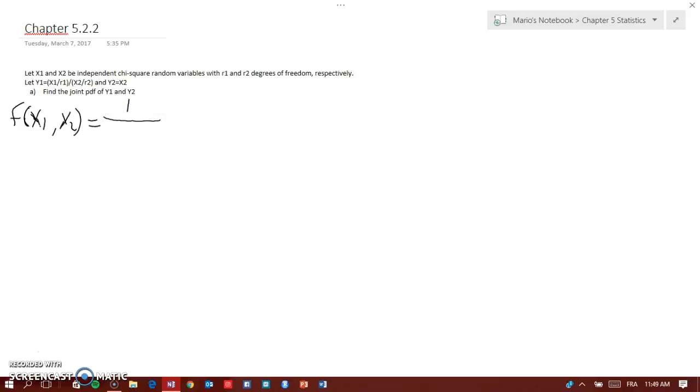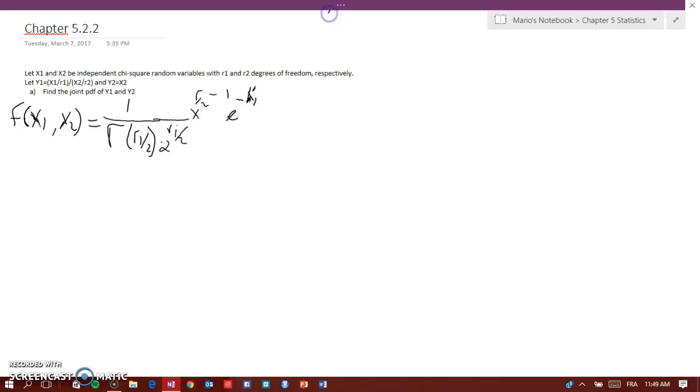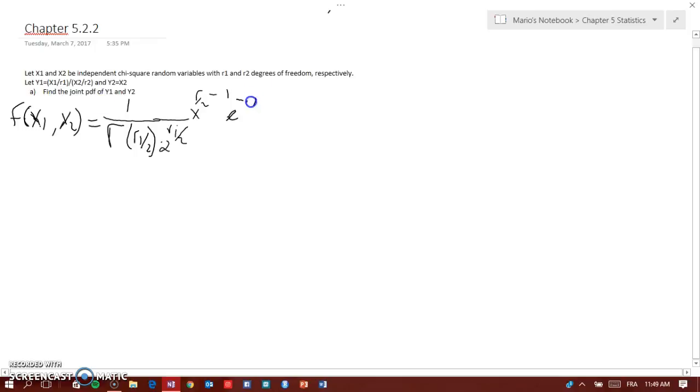1 over gamma R1 over 2 times 2 to the power of R1 over 2 times x to the R over 2 minus 1 times e to the negative x1 over 2.